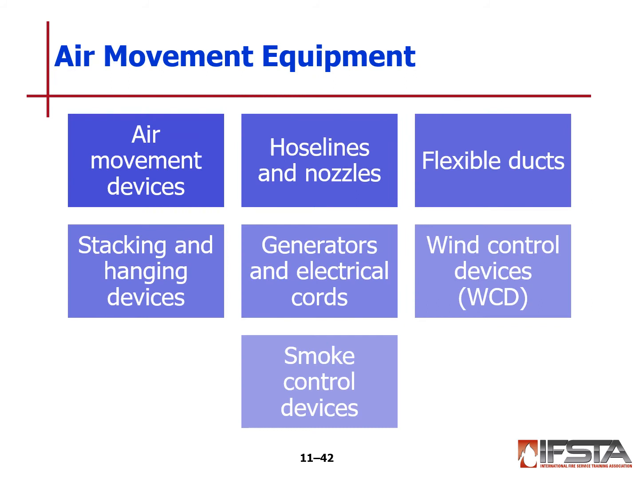Equipment that's used for moving air. These devices, such as fans, we may use flexible duct as well. Vent fans or positive pressure fans, as we call them, both gasoline and electric operated. These are the primary control devices. You can stack and hang and use them in tandem. One thing with the electrical equipment is we need generators and electrical cords for that to work. So we're using generators, cords, plugs and pigtails, and wind control devices as well, and smoke control devices.